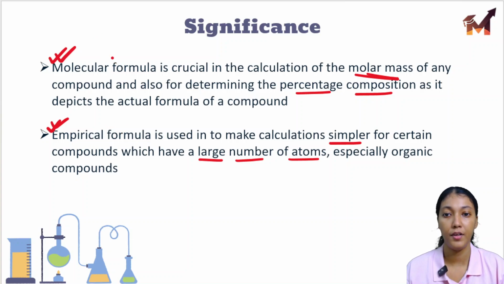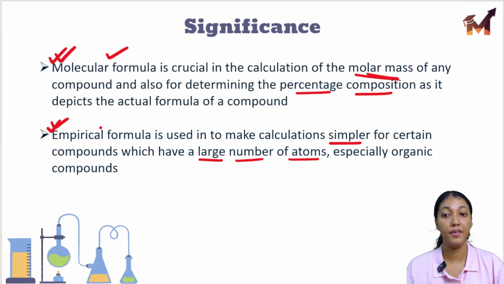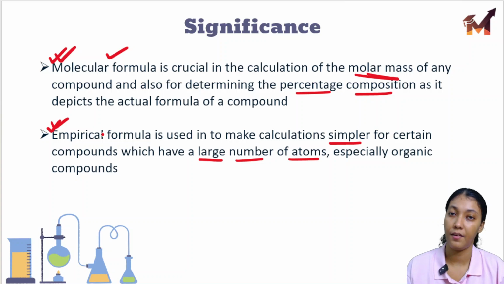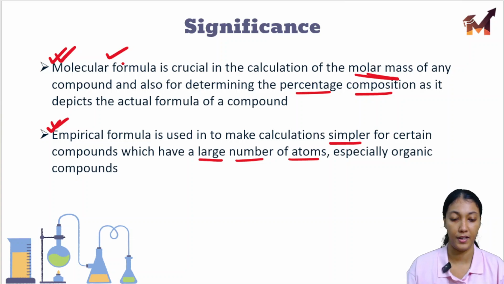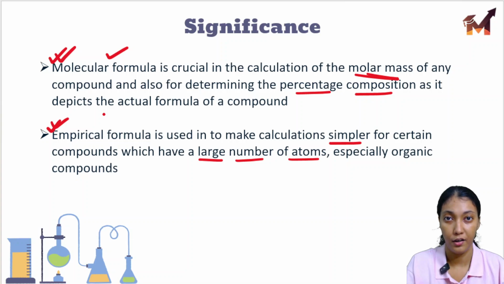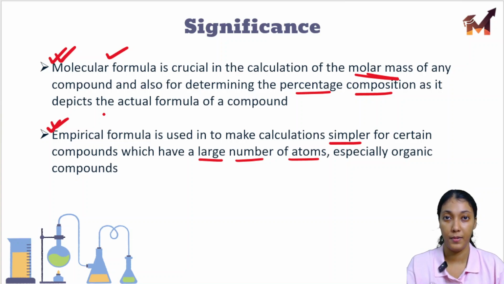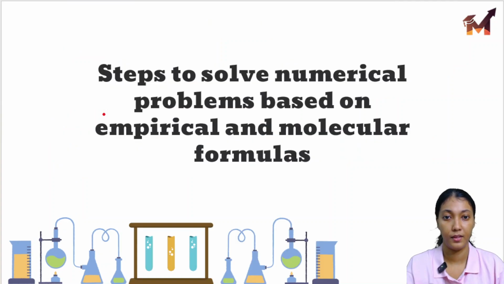So molecular formula we obviously need because it is the real formula. Empirical formula we additionally learn to make our calculations easy for complex compounds. So this is the significance of molecular formula and empirical formula. Now we will move on to the most important part of this topic, which is the numerical problem. That is very important for your exams.